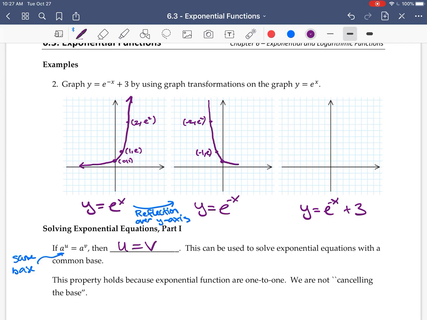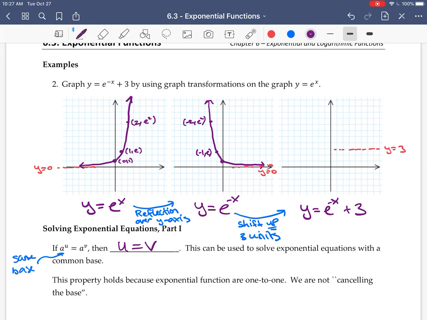And it's going to look like that. Okay, and then I wanted to do that graph but plus 3. So this is a vertical shift up 3 units. Now remember when you shift up and down, that moves the horizontal asymptote. So it's going to be now at 3.